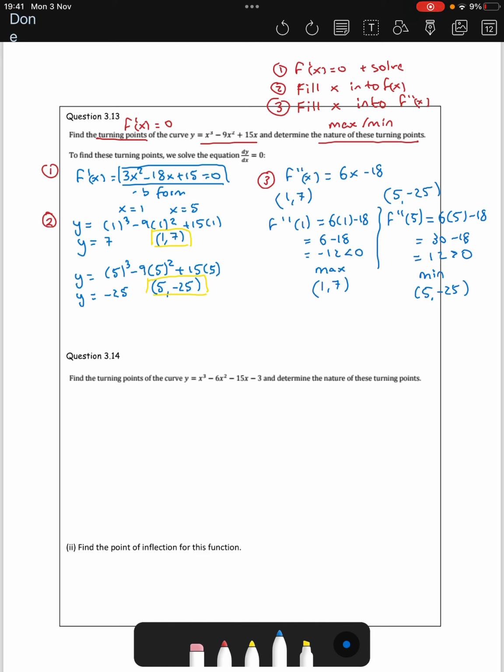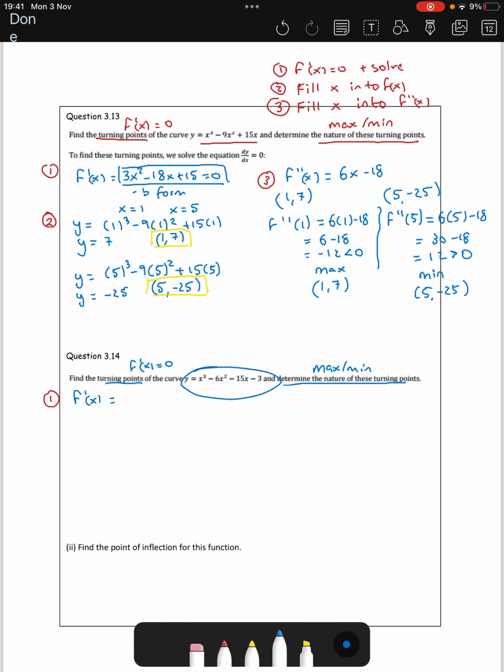Moving on to our second question, again it's asking us to find the turning points. I know turning points are where my first differentiate equals 0. Determine the nature of these turning points. That's, are they a max or are they a min? So this again is going to use our 3 steps up the top. Our first step is to find the first differentiate and let it equal 0.